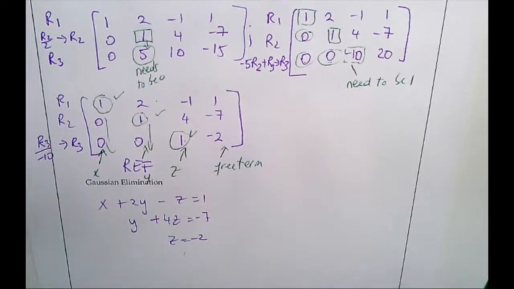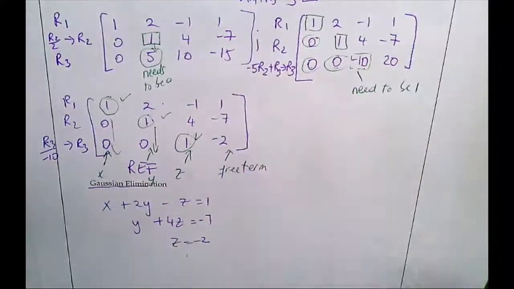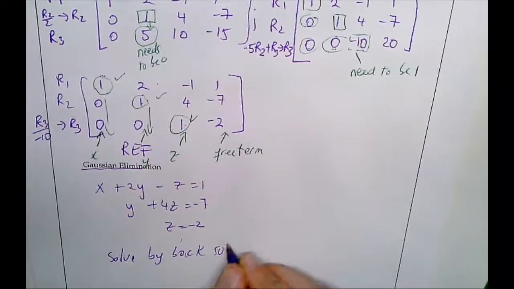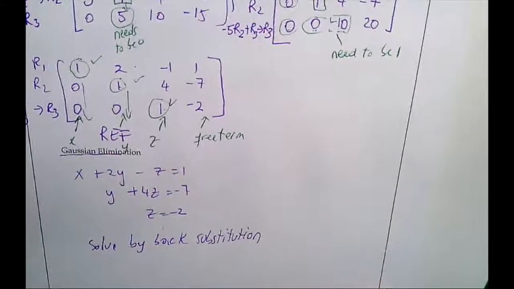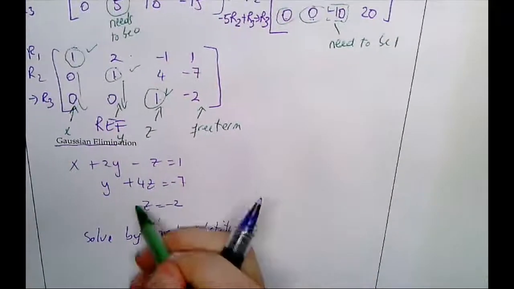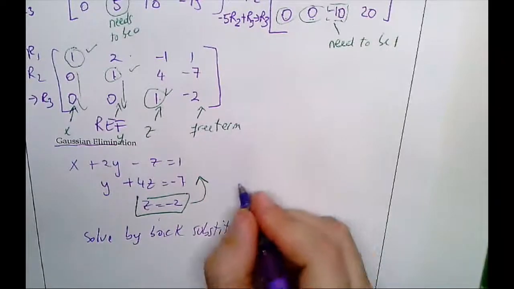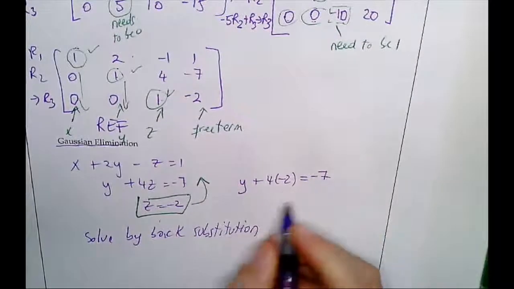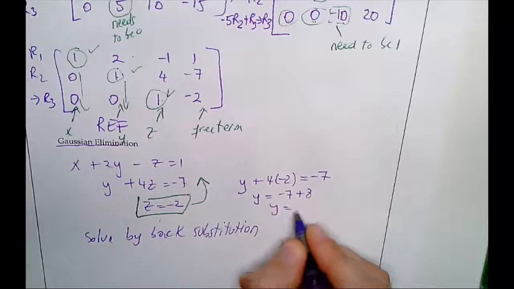So this is the beauty of what we call Gaussian elimination. This process is useful because now I can solve by back substitution. Basically I already have z. Z is negative 2. I'm going to go back into this one, and instead of z, I put what z is. And this is going to give me y. Y equals negative 7 minus 8, which is plus 8, so y is 1.